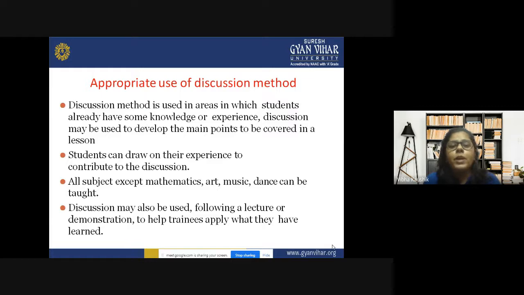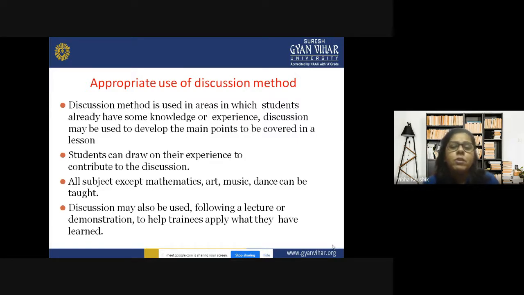Now, appropriate use of discussion method. Discussion method is used in areas in which students already have some knowledge. Means we should start with the discussion in which students have some previous knowledge or experiences, knowledge as well as experiences in that area of field.